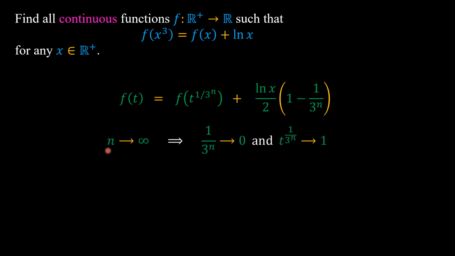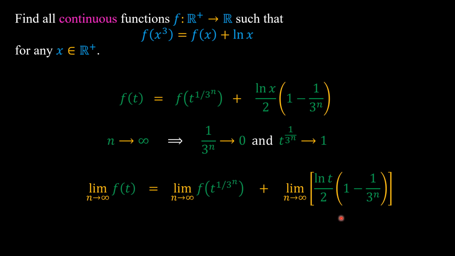If we let n tend to infinity, we have 1 over 3 to the power of n tends to 0 and t to the power of 1 over 3 to the power of n tends to 1. By taking the limit of these equations, we have this equality. Since f(t) doesn't depend on n, the limit of f(t) is equal to f(t). Since t to the power of 1 over 3 to the power of n tends to 1 when n tends to infinity, by the continuity of f, we can move this limit inside the bracket, so we have this quantity, which is f(1).